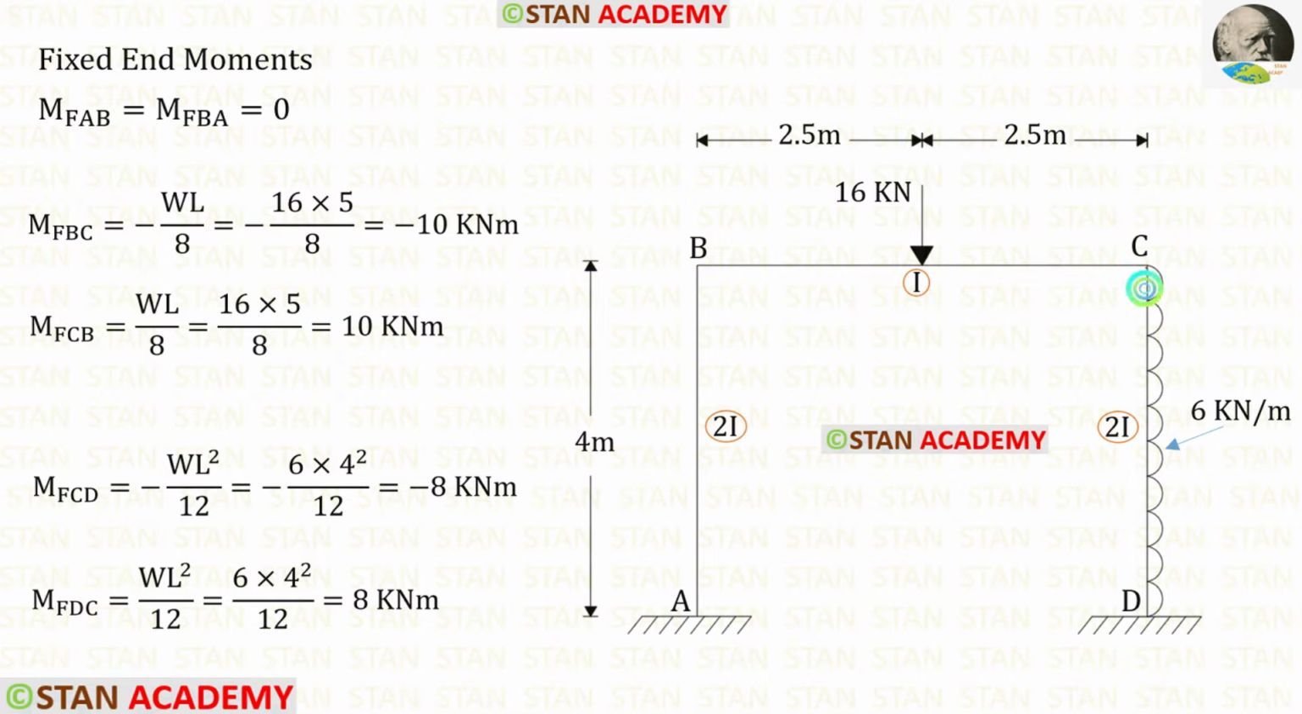Now let us take the column CD. In the column CD, we have uniformly distributed load 6 kN per meter. It is acting for the full span. The formulas to find the fixed end moments are minus WL square upon 12 and positive WL square upon 12. Here W is 6 and L is 4. Finally, for M of CD, we will get minus 8 and for M of DC, we will get 8.